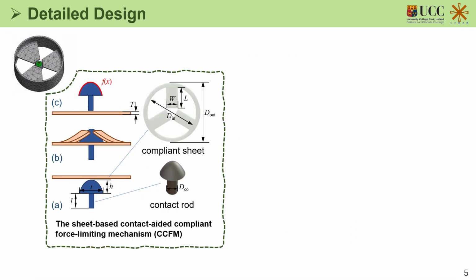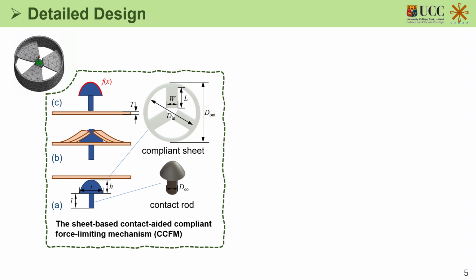Here is the sheet-based contact-aided compliant force limiting mechanism. At the initial stage, the contact rod is fixed below the component sheet, and the contact rod will go upward to deform the component sheet. It will generate a reaction force. So the more the contact rod moves upward, the larger the reaction force will become.